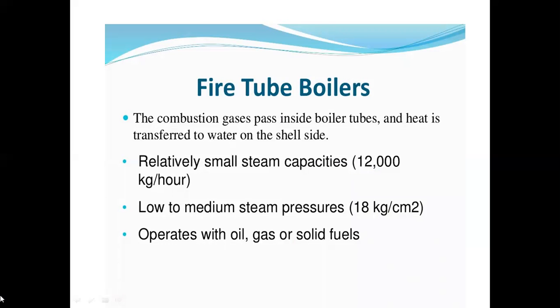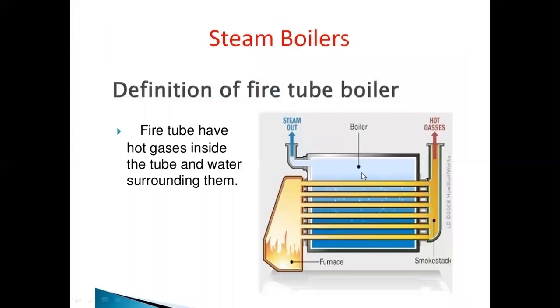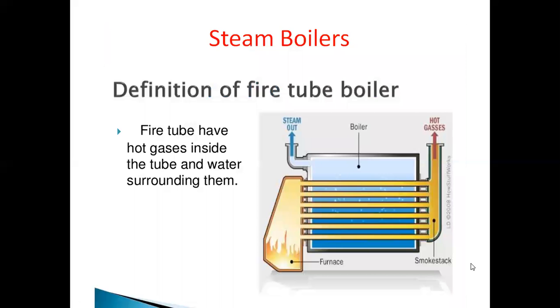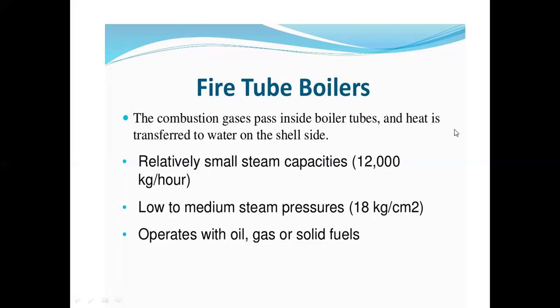In fire tube boilers, the combustion gases pass inside the boiler tubes and heat is transferred to the water on the shell side. The combustion gases flow inside the boiler tubes. So here the hot gases flow through the tubes, and these are the tubes. Then heat is transferred to the water on the shell side.